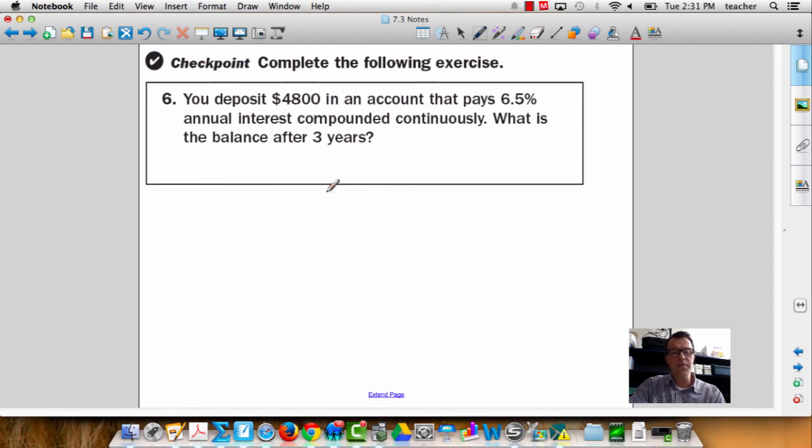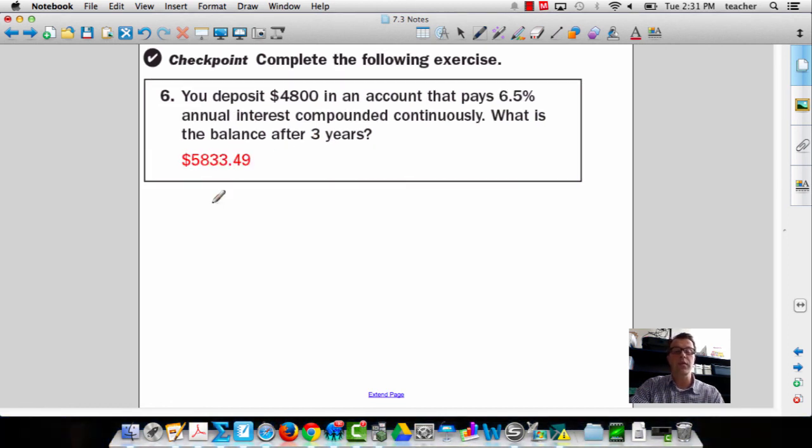If you could try this problem on your own right now. So again, use that same formula. Here's your initial amount, there's your interest, but for 3 years. Make sure you change time to 3. Go ahead and hit pause, and when you're ready, the answer is coming right now. You should get this for an answer. Nice job.